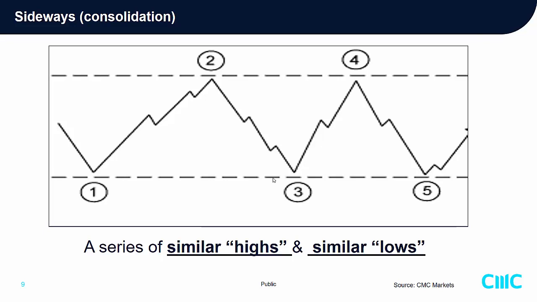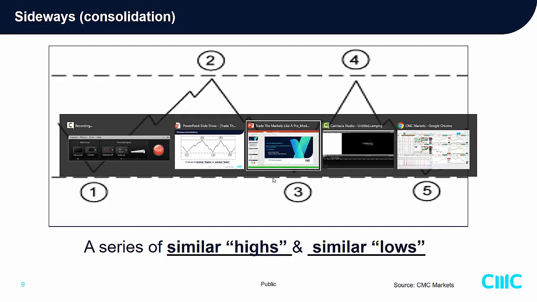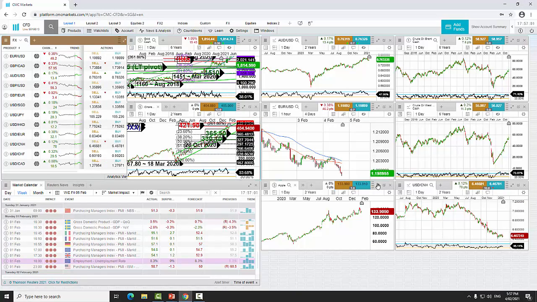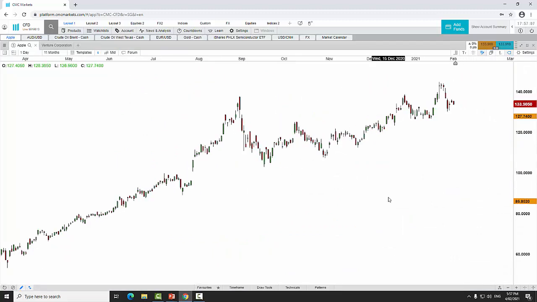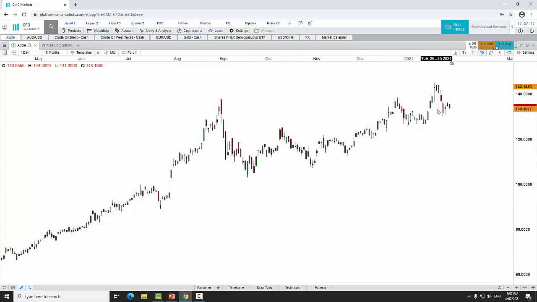Alright, so now let me take you to the CMC trading platform. Okay, let me open up the chart. So this is the daily chart of Apple. If we look at the current price action based on the latest date, which is the 3rd of February, it has started to trade in a series of higher highs, higher high, higher high, higher high, as well as a series of higher lows. So we could classify that Apple right now is trading in an uptrend configuration.